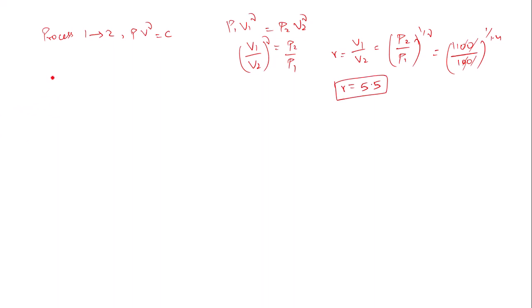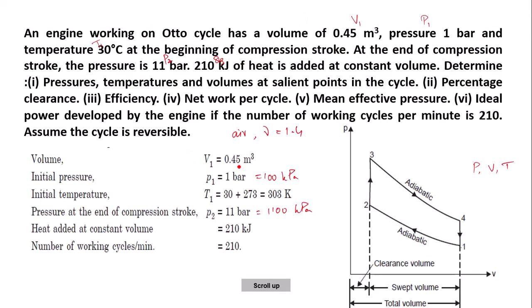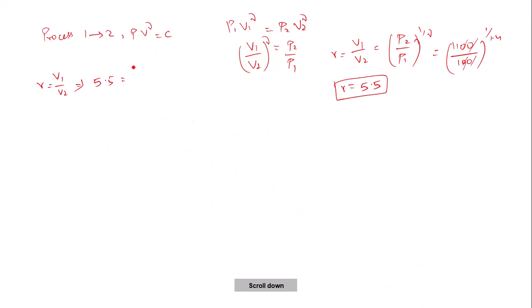Knowing the value of r, I can write that r is equal to V1 by V2, and r is 5.5, which is equal to V1, the value we already know from the question, 0.45 meter cube, divided by V2. If I do some simplifications, V2 is going to be 0.45 divided by 5.5, and the value arrives to be 0.0818 meter cube. So this is going to be V2.